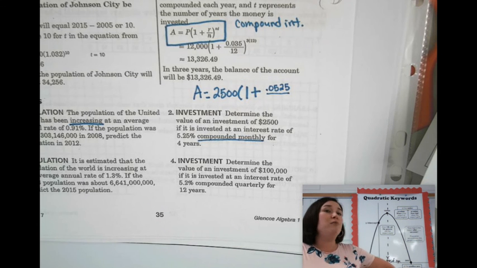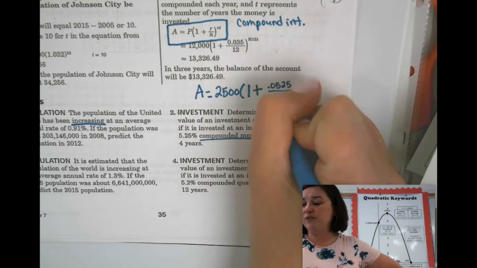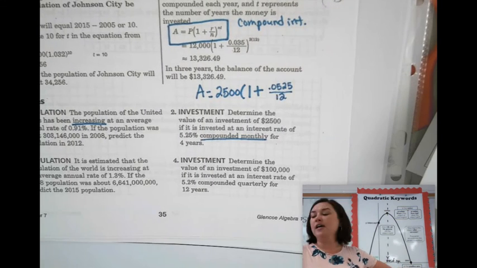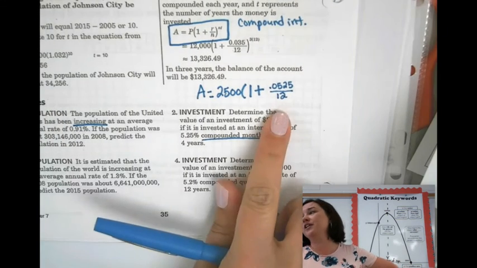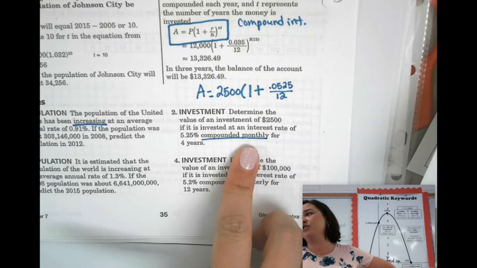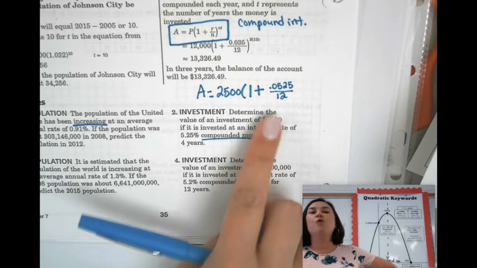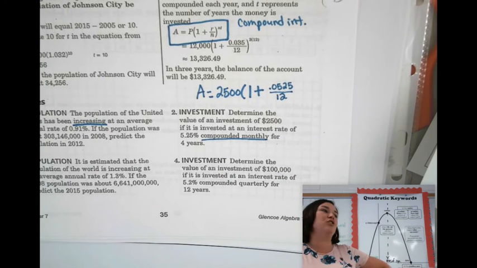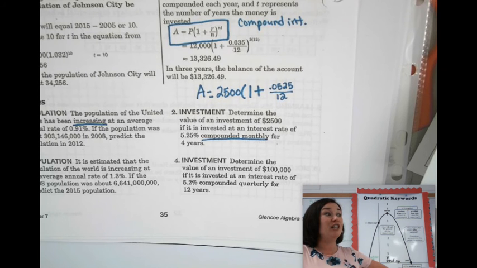N stands for the number of times it is compounded in a year. So if it's monthly, how many times is that in a year? 12. So we're going to put 12 right there. N stands for the number of times in a year. So since this says monthly, how many months are in a year? 12. What if it said daily? How many days are in a year? 365. So you put that. If it said quarterly, do you know how many quarters are in a year? 4, because quarter means 1/4. So a quarter is 1/4 of a year.